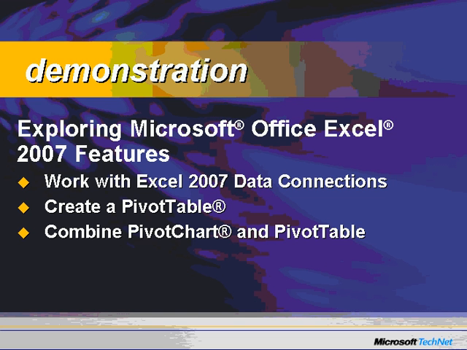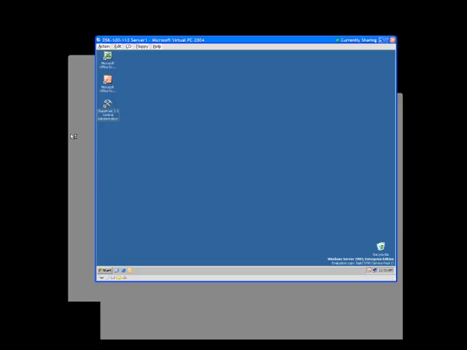That leads us into our very first demo. In this first demo, we're just going to look at some of the different features inside of Excel 2007. The first thing we're going to work off is working with the Excel 2007 data connections. What I have here is a Windows 2003 server, with Office SharePoint Server installed on it as well.